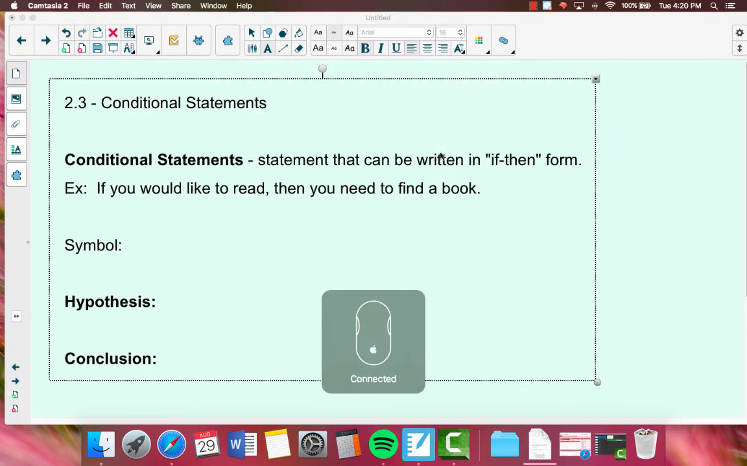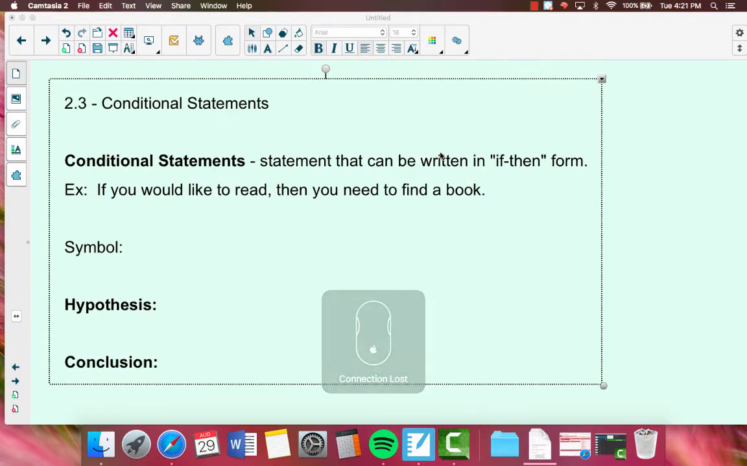Hey everybody, we're going to start section 2.3. It's just an extension of the last section about statements, where we said P and Q or R or S. Okay, so those are the different things that we worked with. So now what we're going to talk about are conditional statements.